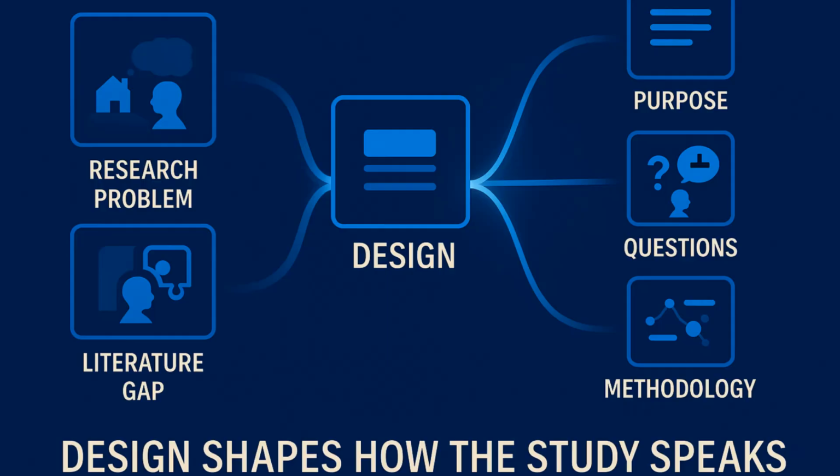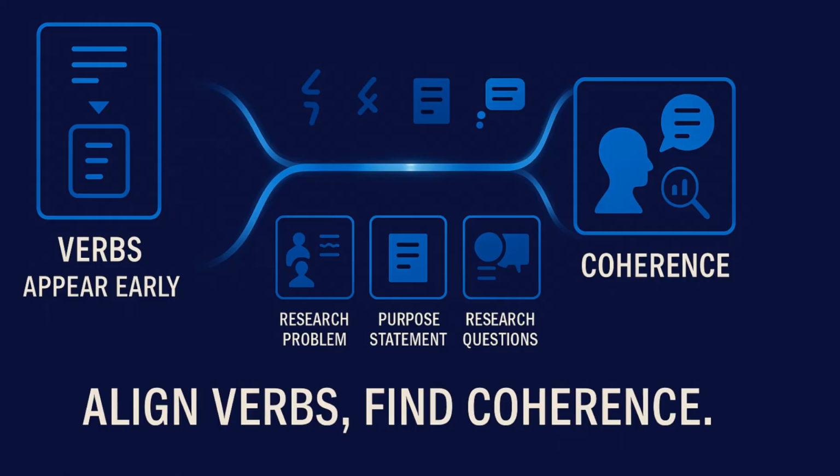The research problem and the literature gap reveal which design is required, and the design then shapes the purpose statement, the research questions, the methodology, and the very verbs through which the study expresses itself. Before stepping into each design, it is important to understand how language guides the alignment of the entire study.